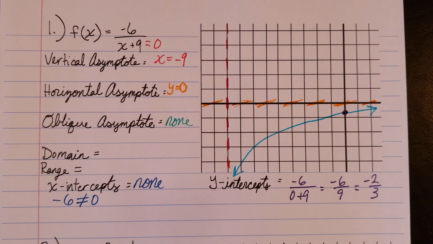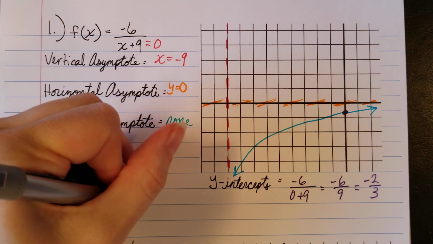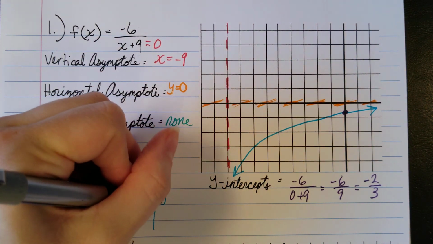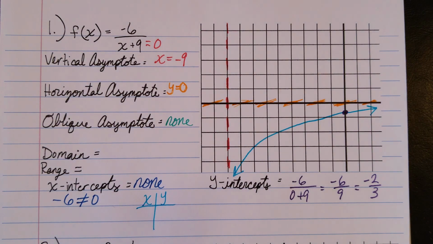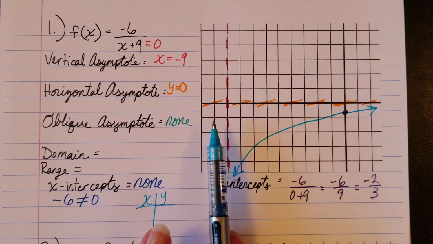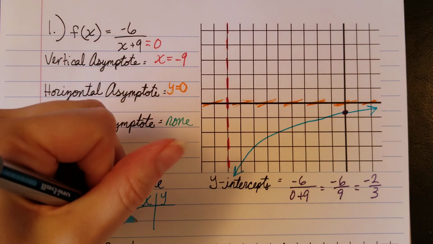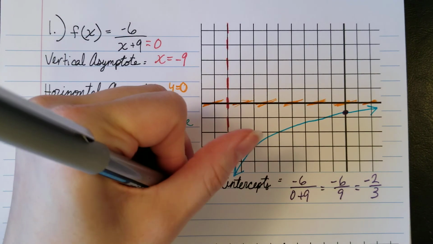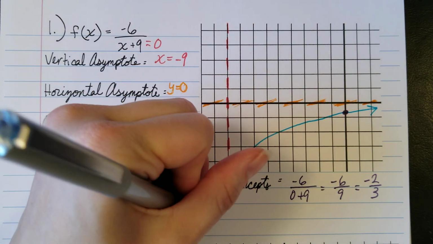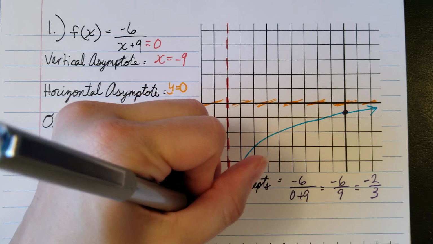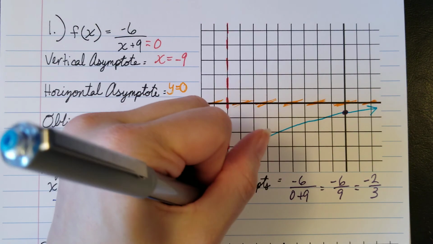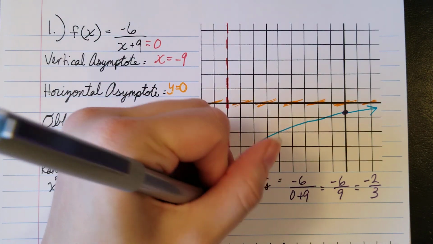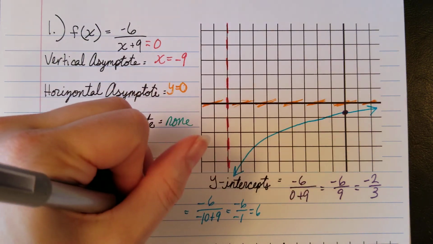So I'll just basically do an XY table. I really just need to put one number. I just need to pick any value of x that's over here on this part of the domain, so any value of x that's less than -9. So we could just use -10, and then we'll plug that in. So -6 over -10 plus 9 equals -6 over -1, which equals +6.